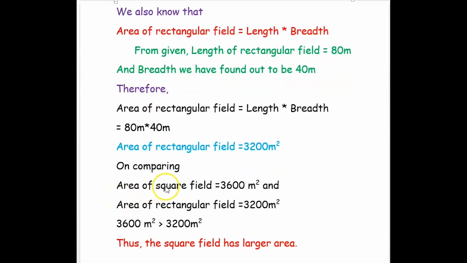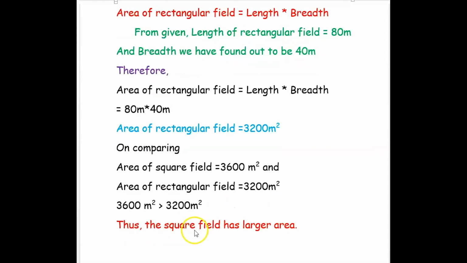So we found out that the area of the square field is 3600 meter square and the area of the rectangular field is 3200 meter square. So 3600 meter square is greater than 3200 meter square. Thus the square field has the larger area compared to the rectangular field.